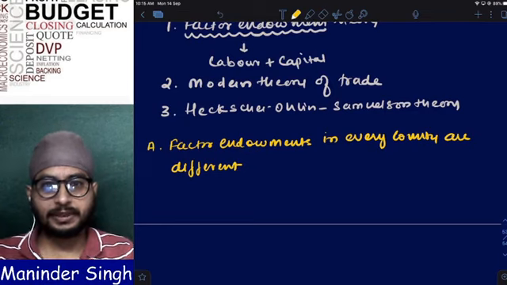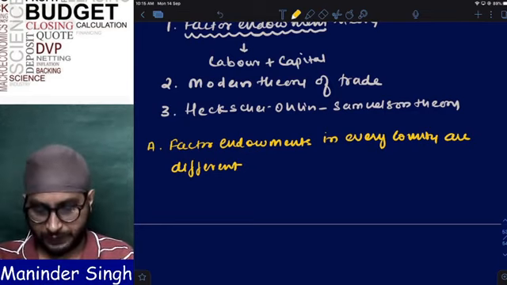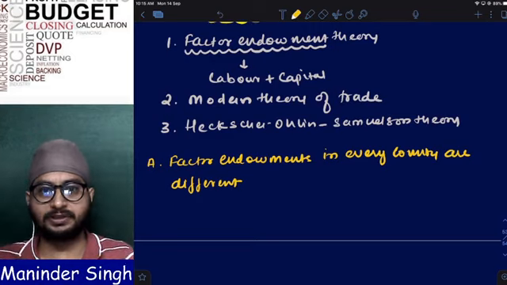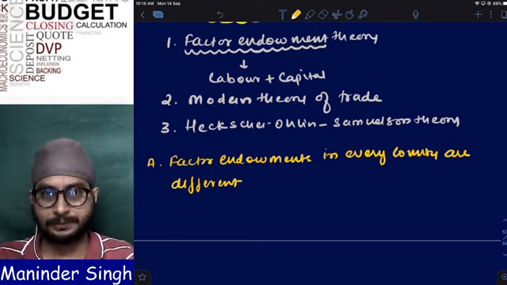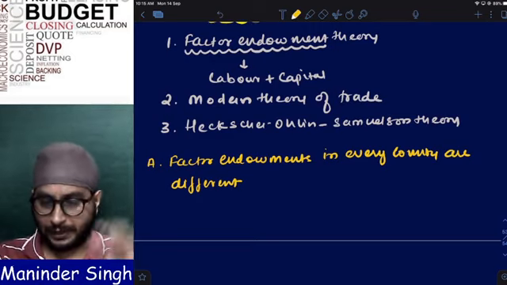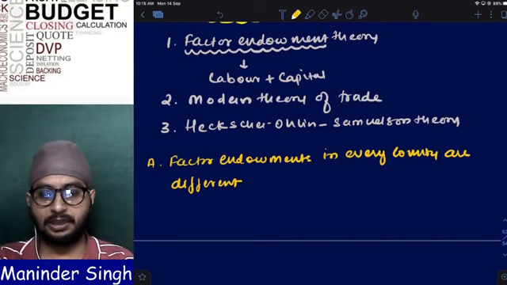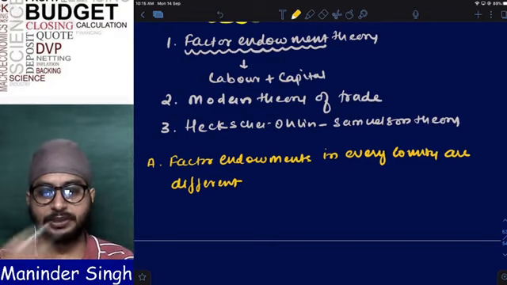Factor endowment, Kirti madam, I've already told you what factor endowment is. Factor endowment is nothing but labor and capital, right? So factor endowments in every country are the same or different? Different. It means what? Now tell me, in India, is labor cheap or is capital cheap?